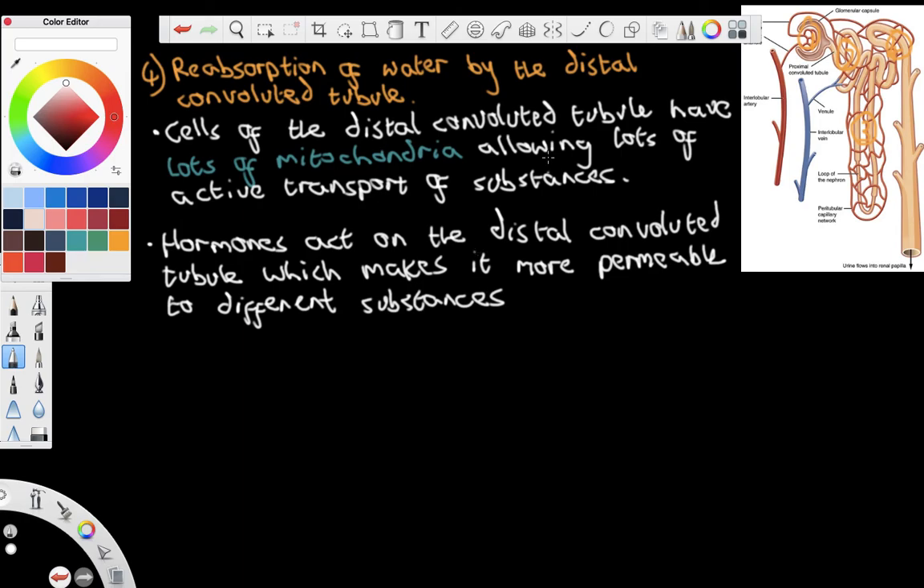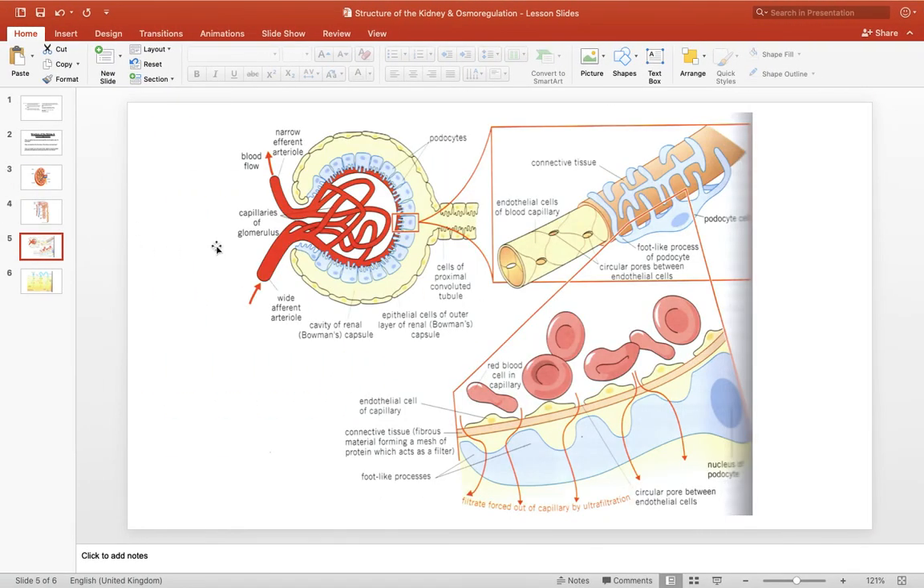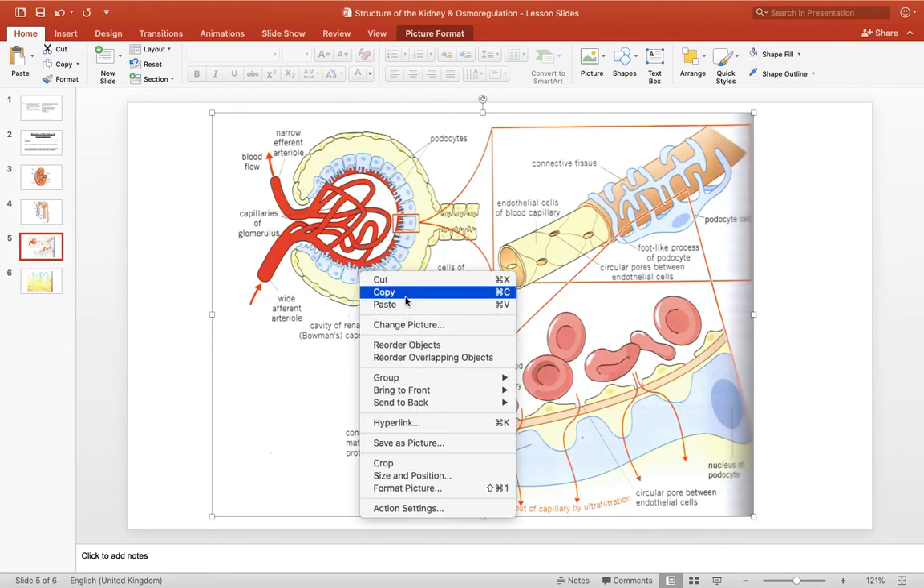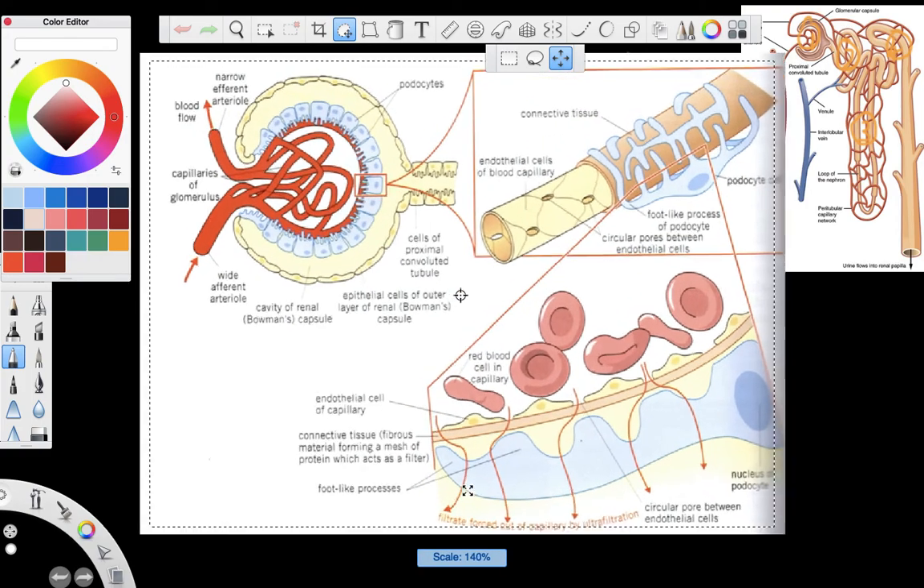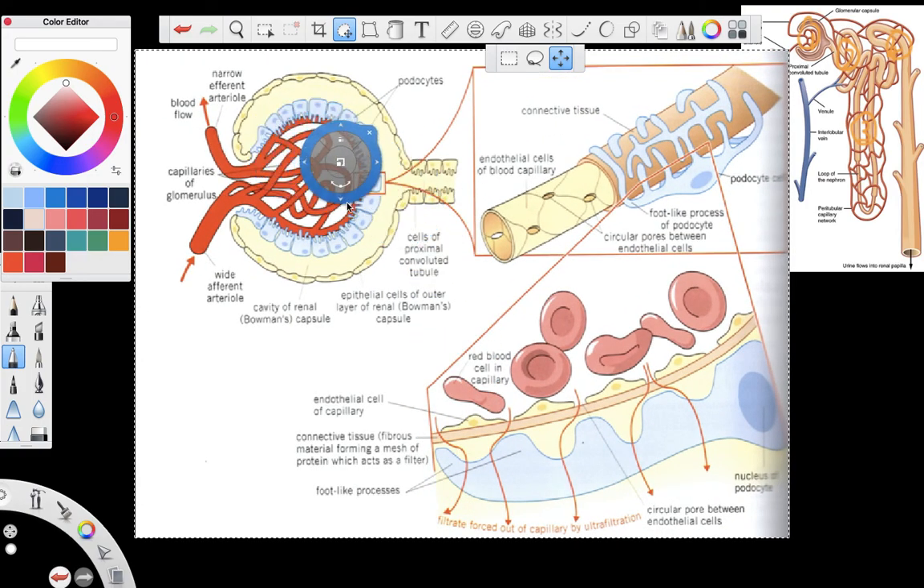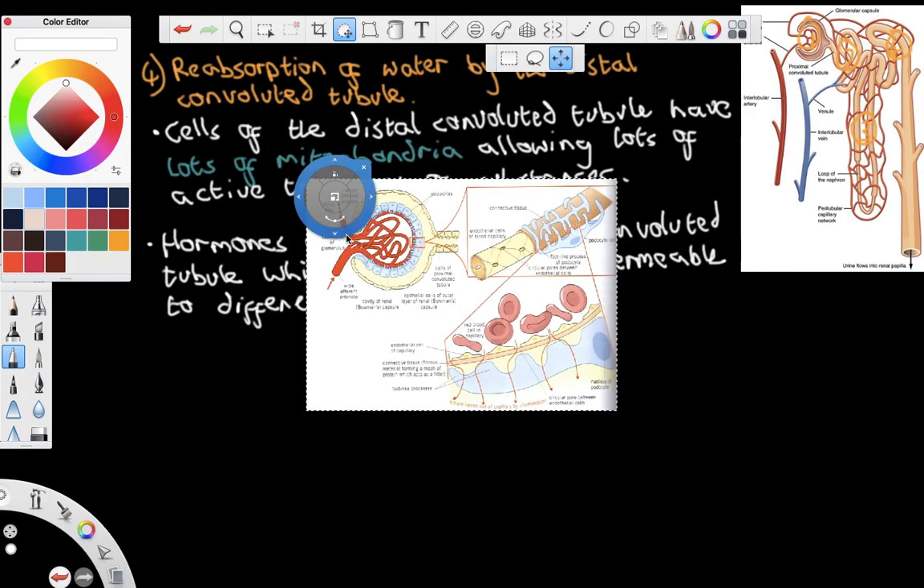Okay? So the reabsorption of water in the distal convoluted tubule has lots of mitochondria, which allows it to absorb substances, and hormones also act upon this distal convoluted tubule, which makes it more permeable. This is shown by the images that are on the PowerPoint. This essentially explains what happens at the renal capsule. So we've got these podocytes lining the inside of the renal capsule, which allows the glomerular filtrate to be forced out. So the glomerular filtrate moves between these podocytes and goes down into the proximal convoluted tubule.